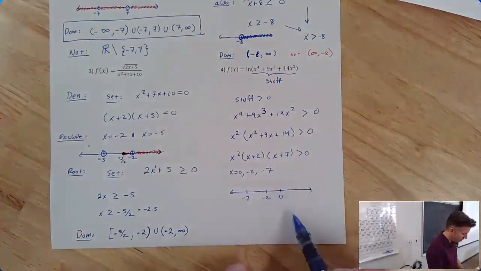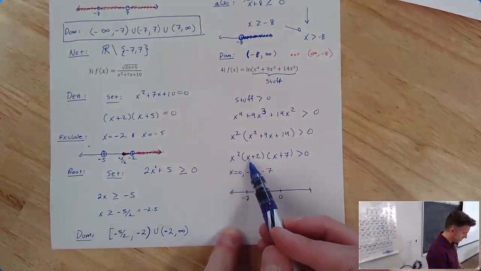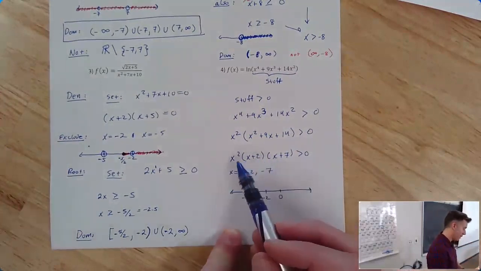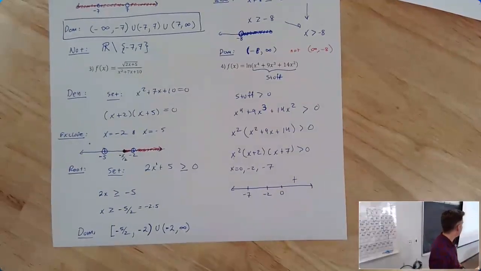So I'm going to pick something larger than 0, like 1, and plug it in. I see that 1 squared is positive, 1 plus 2 is positive, 1 plus 7 is positive, and a positive times a positive times a positive is positive. And it wouldn't matter if I picked 1 or 1,000, right?